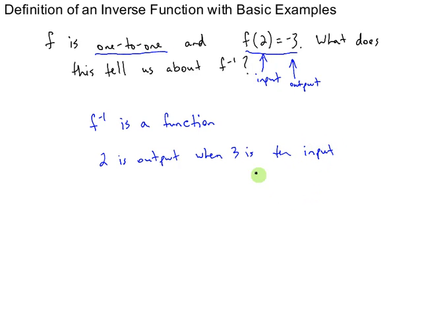So if I were to write that in function notation, I'd write f inverse, because that's my function, of something equals something. My input is what goes here. Well, -3 is the input to the inverse function. My output is what goes here, and that is 2. So f inverse of -3 is 2, because f of 2 is -3. -3 is the output up here, so -3 is the input down here. F inverse of -3 is 2.